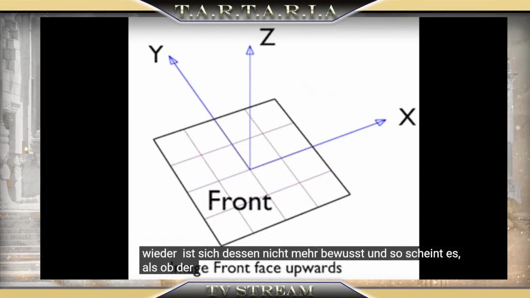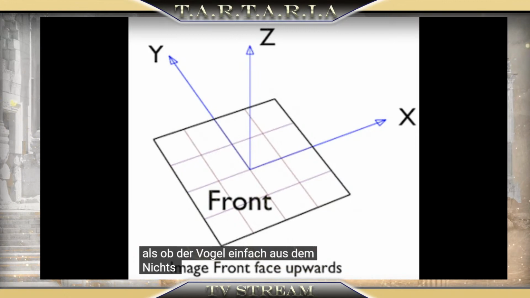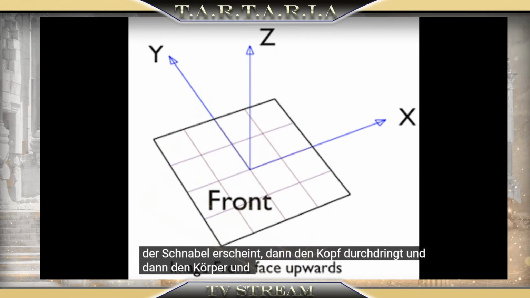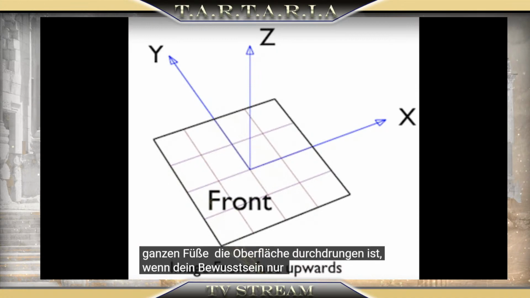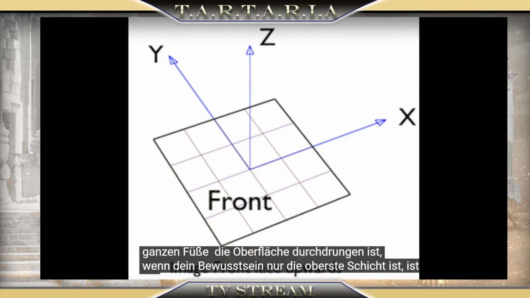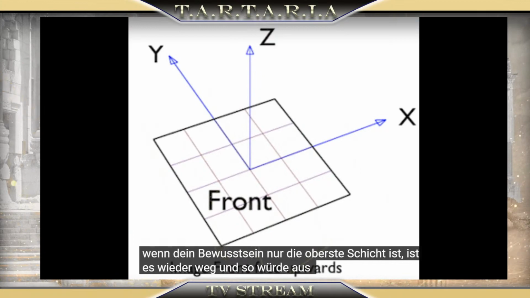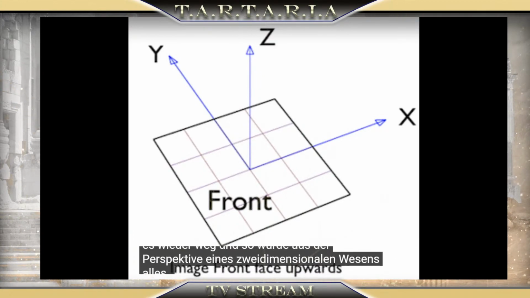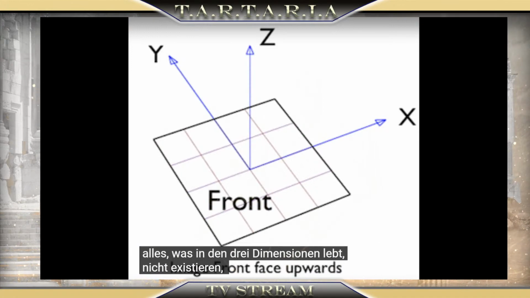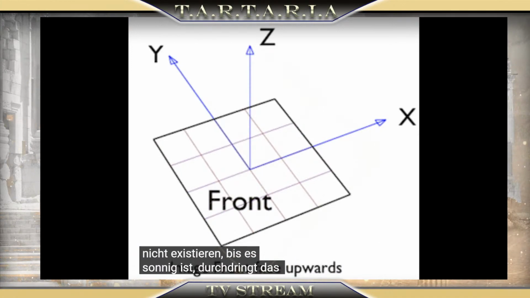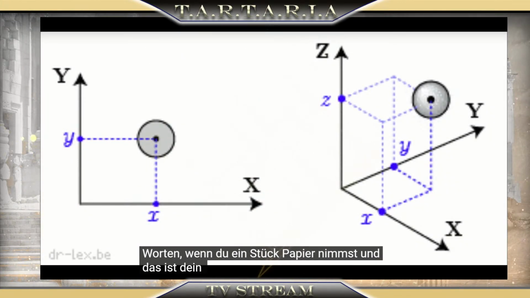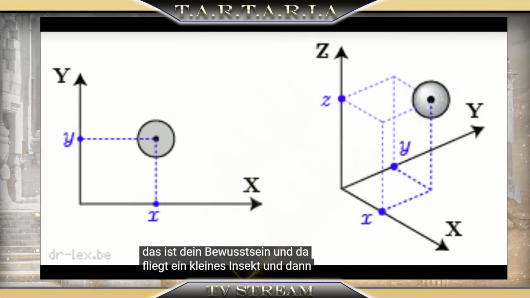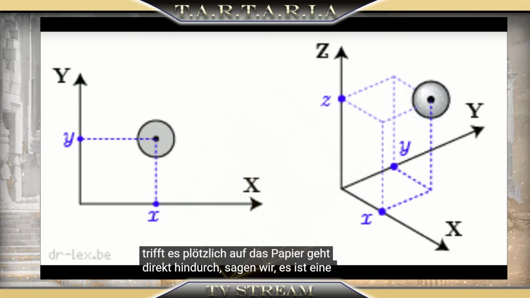And so it seems like the bird is just coming out of nowhere, out of thin air, appearing as the beak, then penetrating the head, and then the body and the feathers, and then finally the little feet. And then as soon as the whole feet have penetrated the surface, if your awareness is only the top layer, it's gone again. So from the perspective of a 2-dimensional being, everything that's living in the 3 dimensions would not exist until it suddenly penetrates the field of the 2-dimensional flat plane. In other words, if you take a piece of paper and that's your awareness, and there's a little insect flying, and then it suddenly hits the paper, goes through it, right? Let's say it's a force field of some kind.